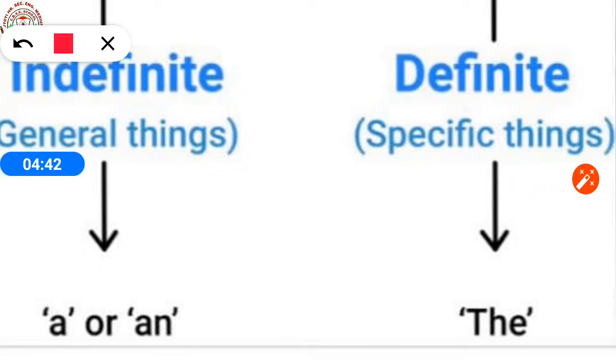So, the indefinite articles mean a and an. The indefinite articles take two forms. A is the word when it begins with a consonant. An is the word when it begins with a vowel. The indefinite articles indicate that a noun refers to a general idea rather than a particular thing.